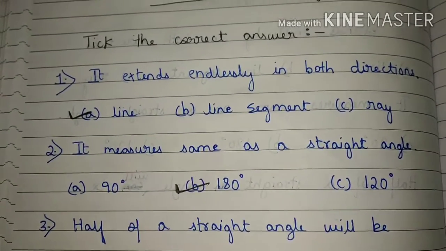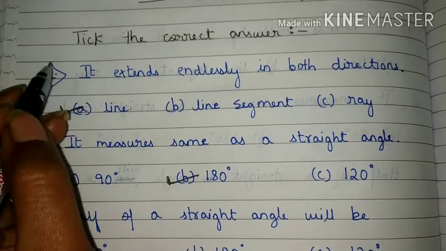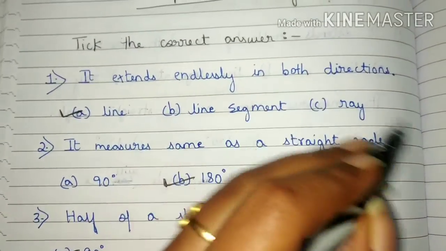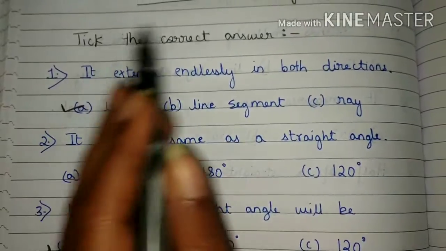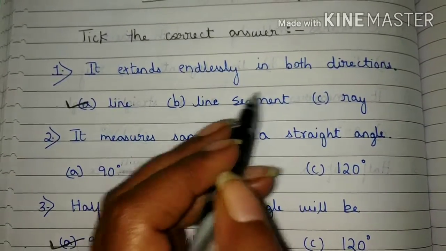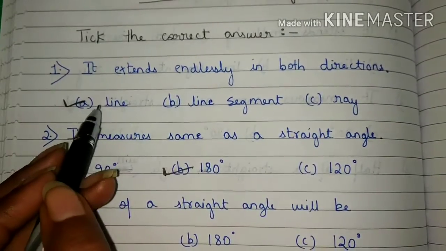Students, now we will study tick the correct answer. Now come to the first. It extends endlessly in both directions. Here three options are given to you. Option A, line. Option B, line segment. Option C, ray. Now you have to tick the correct answer.